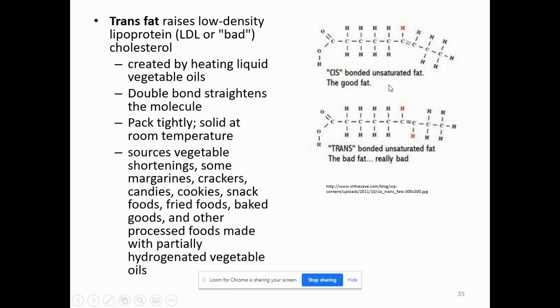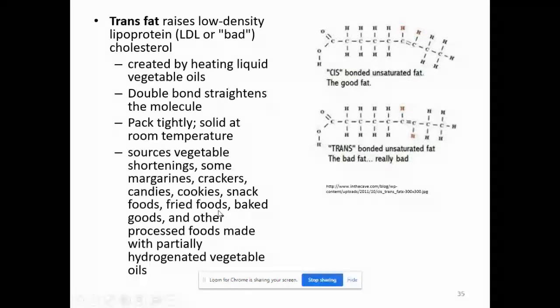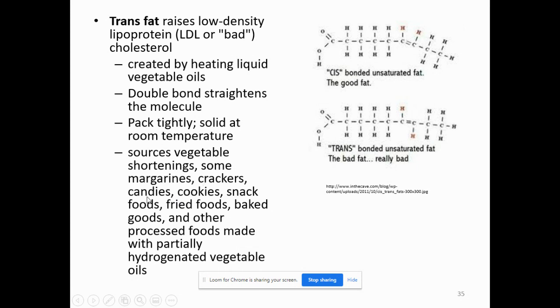Here you have a cis bonded unsaturated fat, and basically a trans fat is moved over to the other side. And for whatever reason, it makes the fat bad. The double bond straightens the molecule. Instead of having this sort of kink, it straightens the molecule. And you see that a lot of processed foods have a lot of trans fats.